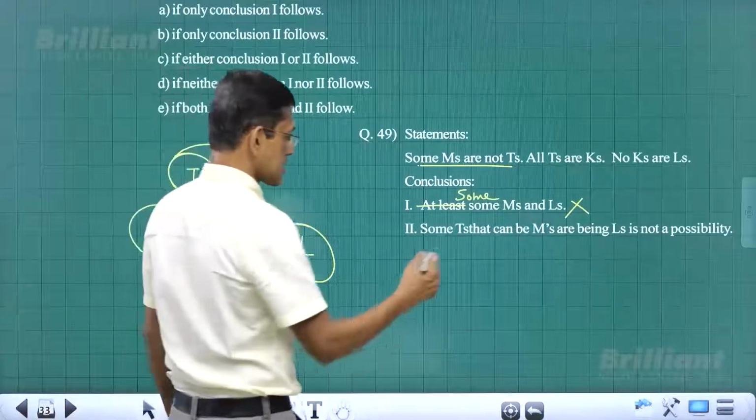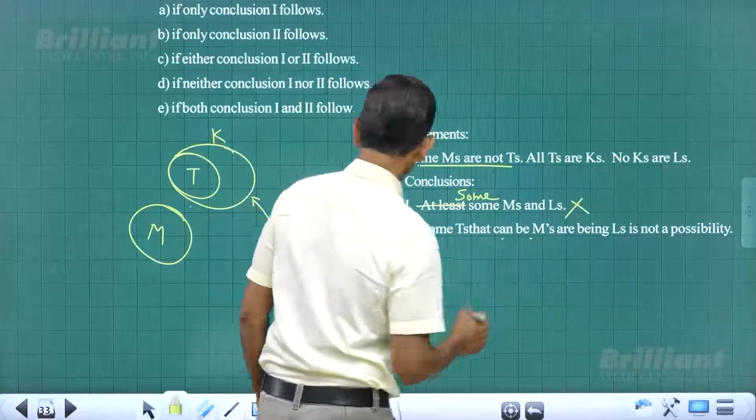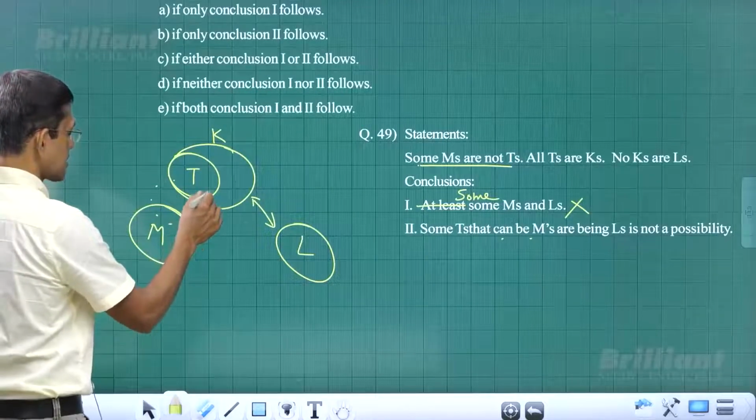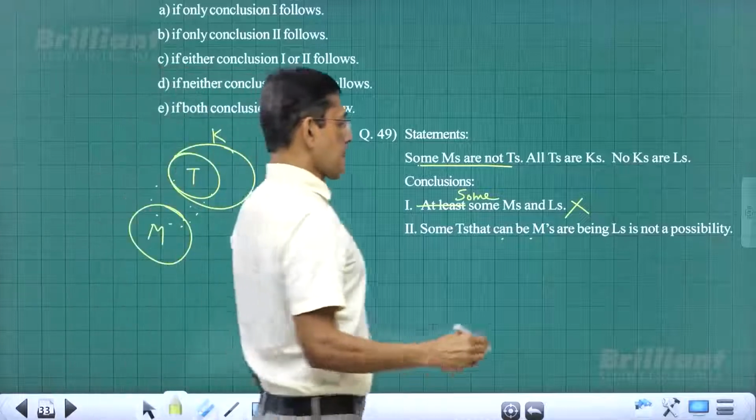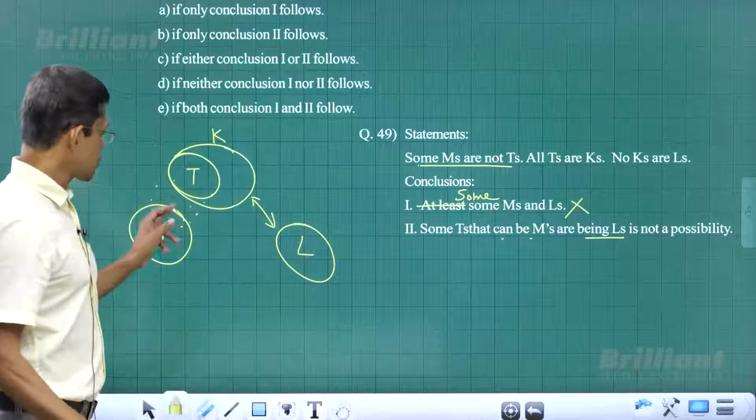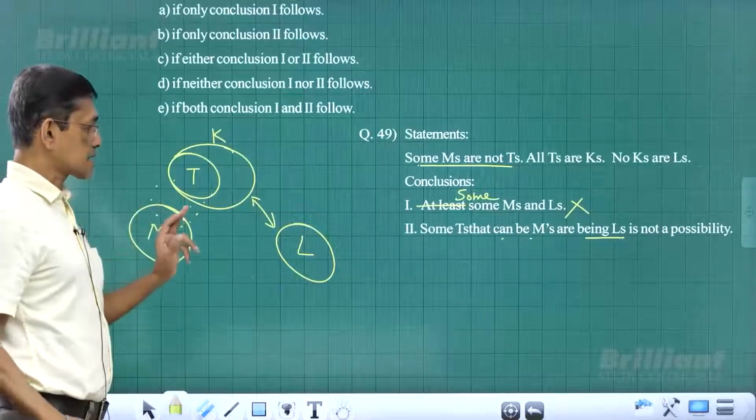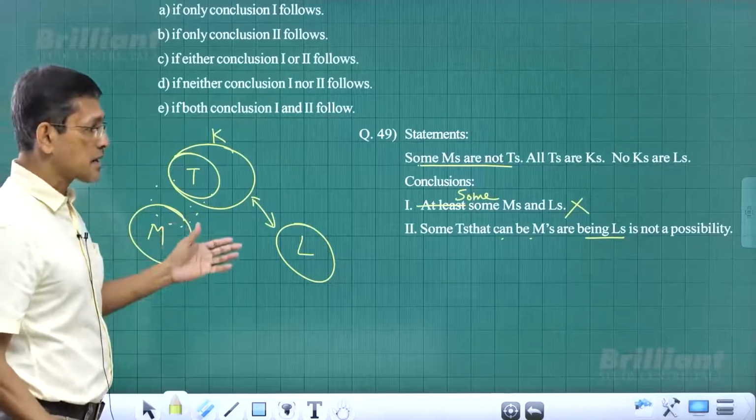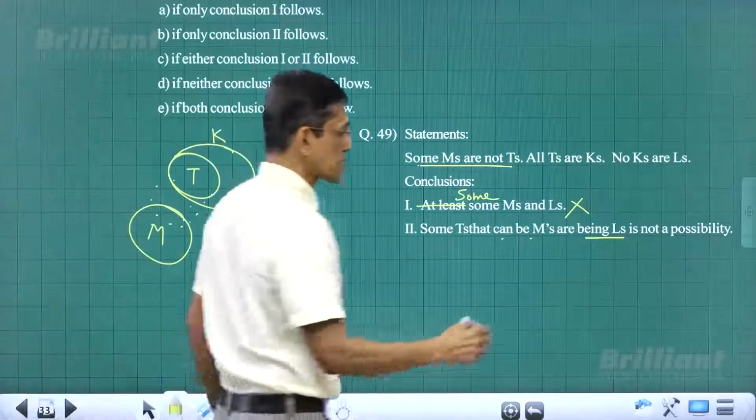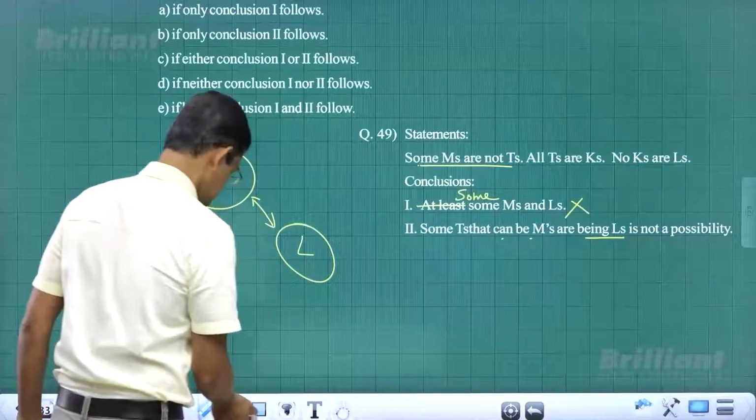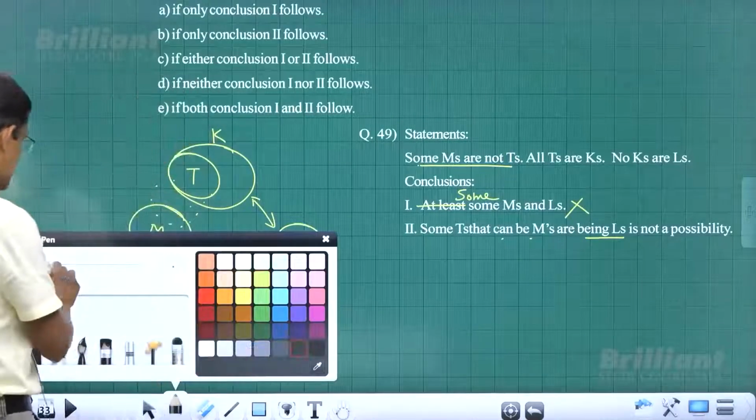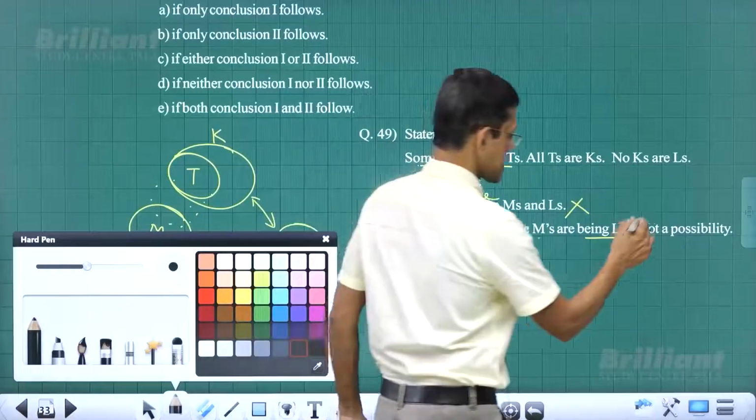So some of the T's that can be M's are being L's. So those T's being L's is not a possibility. That is what the question says. First of all, check whether it's a possibility or not. So for the time being, I covered that "not" part. I'll just cover it.